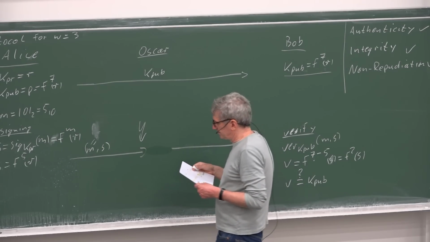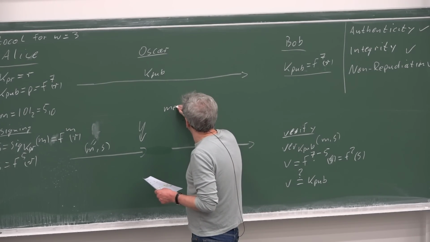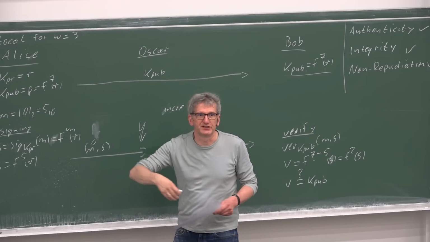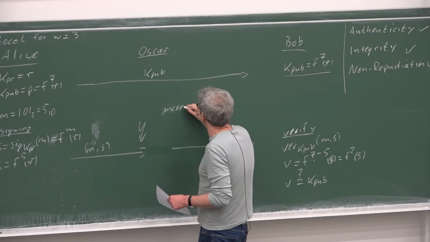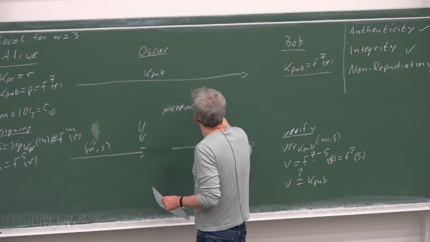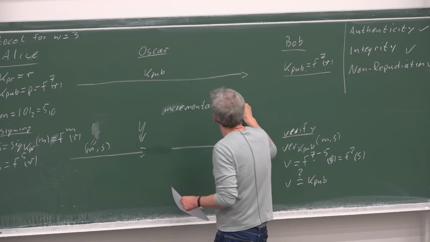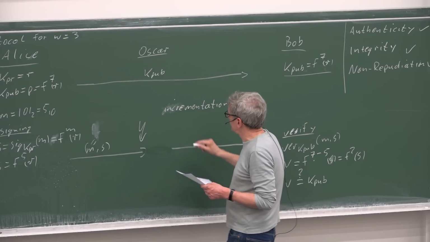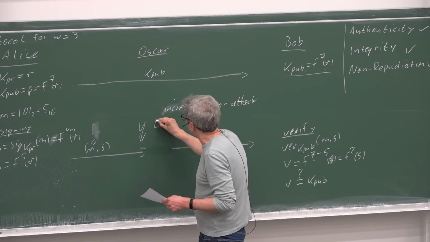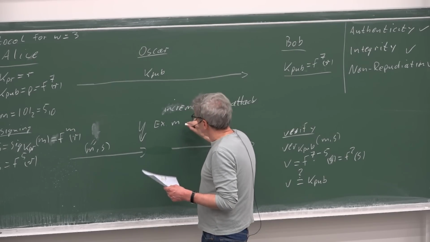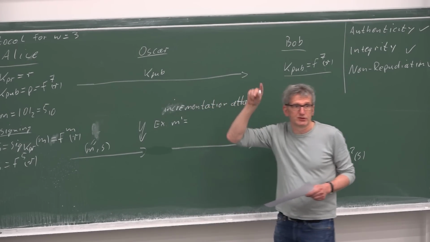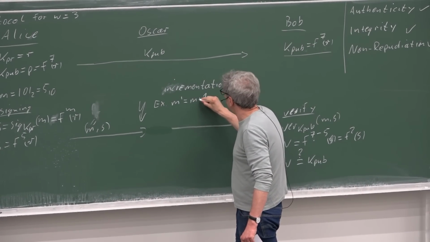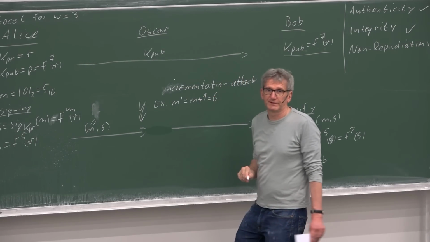And what he can do, I just call that incrementation. Incrementation means hochzählen, right? Incrementation attack. So he intercepts now, and let's do it as an example here. He computes M prime, M strich, which is simply, to keep things simple, M plus 1, which is equal to 6, right?